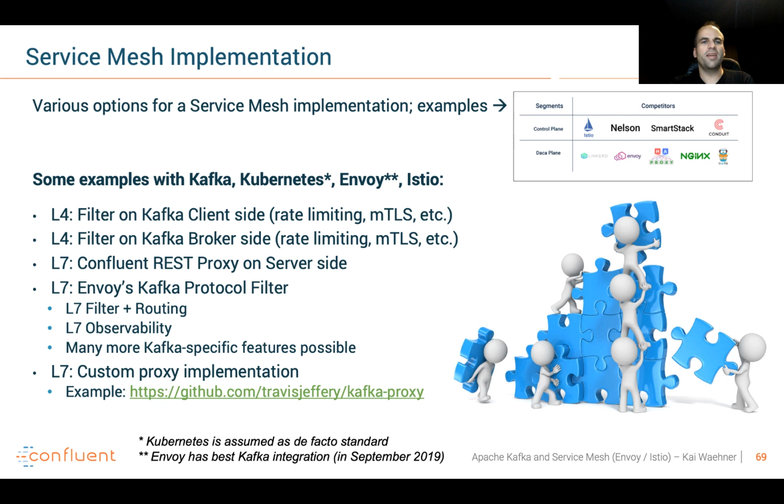On the other side, you can also do much more level 7 things already, which is more Kafka-specific application logic. Like putting a REST proxy in front of Kafka brokers to do HTTP communication to Kafka. Like using Envoy's Kafka protocol filter to do really specific Kafka implementations. Or you could implement your own custom project. Here's an example of Travis Jeffrey, who has built a Kafka proxy by himself. Let's take a look into some of these examples in more detail.